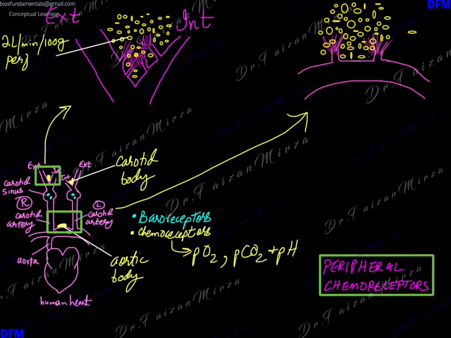This is the perfusion in this carotid body, 2 liter per minute per 100 gram. That's an enormous blood supply. So that actually tells you how well the perfusion is there. So they keep on monitoring the amount of carbon dioxide, oxygen, and pH in blood.